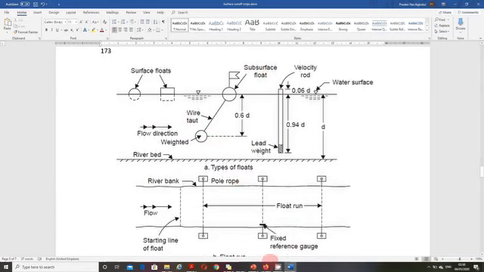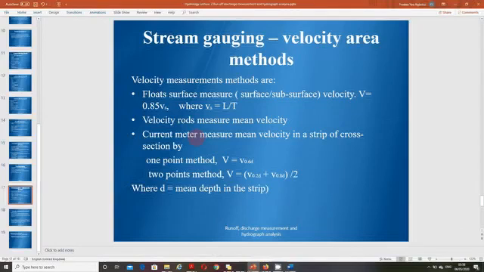Okay. So there are different types of floats. You can either use surface floats or you can use poles or ropes, which you can move easily along the stream bed. Okay? So once you have the distance over time, you divide the distance over the time to get your velocity on the surface. But remember, there is drag on the surface. So you multiply that by 0.85 to get your velocity. Your velocity is 0.85 Vs. Your Vs is the length of the bank divided by the time. That gives you your velocity.